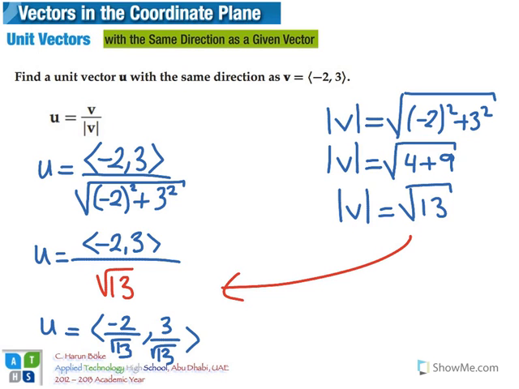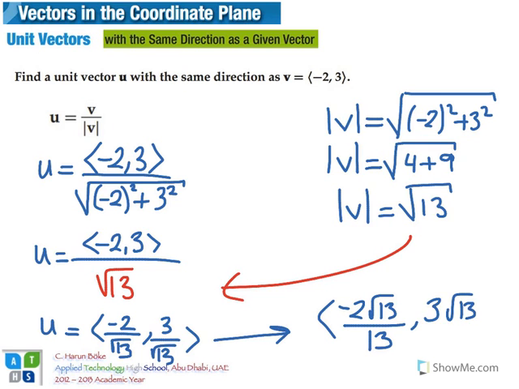Of course, we cannot leave it like this because we don't want square root numbers in the denominator, so we have to correct it as <-2 times root 13 divided by 13, 3 times root 13 divided by 13>. So this is my unit vector with the same direction as the given vector v.